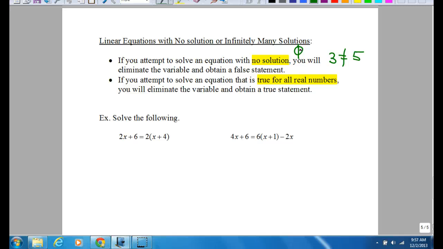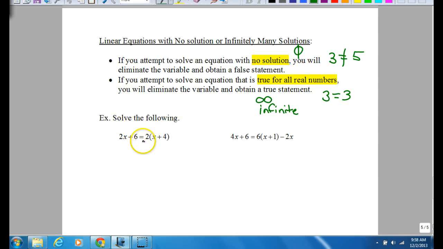If we have an equation where your variables fall away, but they end up having something that is true, like 3 equals 3, that means it doesn't matter what you put in for x. You could put anything in for x and it would work. So that means we have infinite solutions. Or it's true for all real numbers. An example of that would be, first of all, this one.